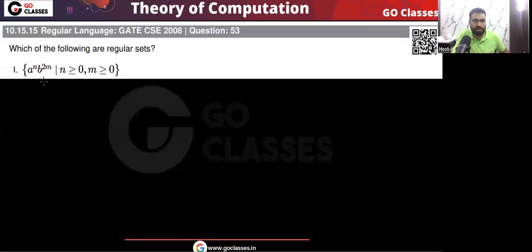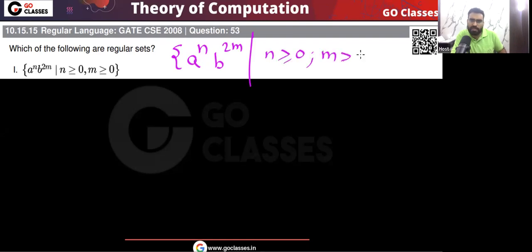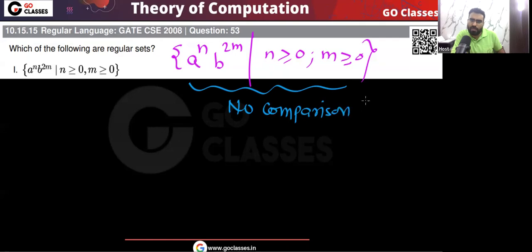Okay, so let's see the first one, a power n, b power 2m. Is this regular? Look at the language, that is a power n, b power 2m. Is there any comparison between n comma m? Here n is greater than equal to 0, m is greater than equal to 0. There is no comparison. Here you can easily see that in this language there is no comparison between m comma n.